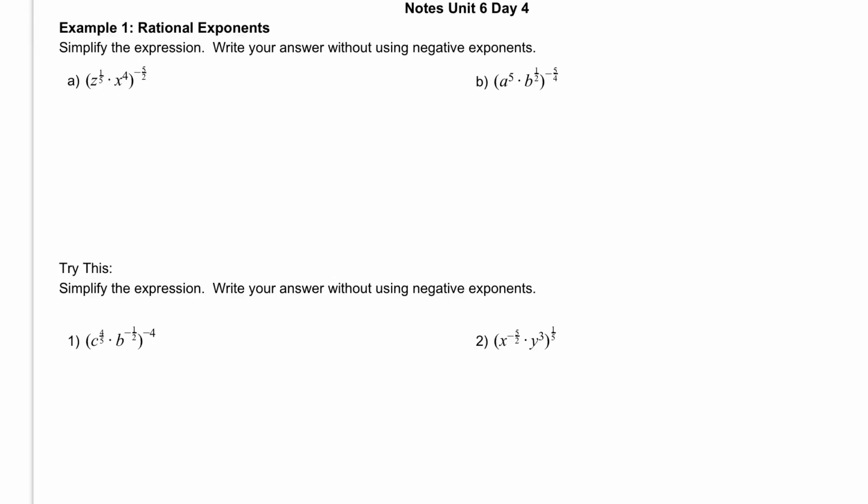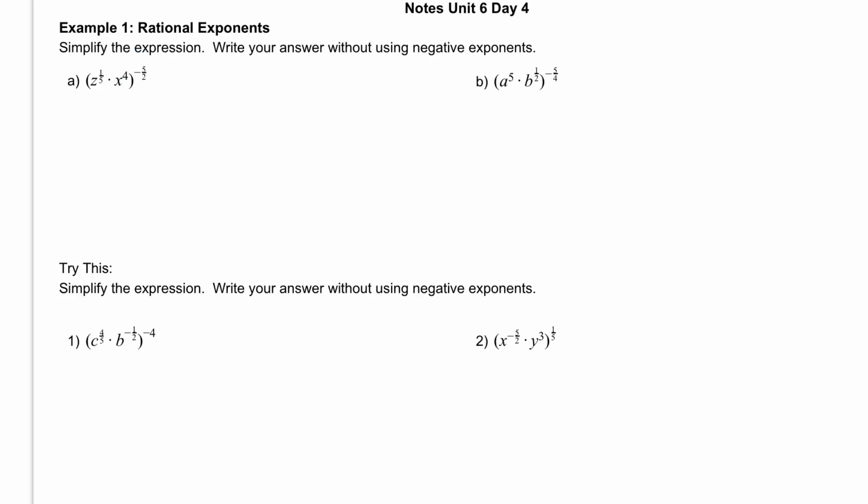In example 1, we want to simplify the expression and then write our answer without using negative exponents. So if we take a look here, we have z to the 1/5 times x to the 4th. They're different bases, so we cannot combine them together, but they're both being raised to the negative 5/2.